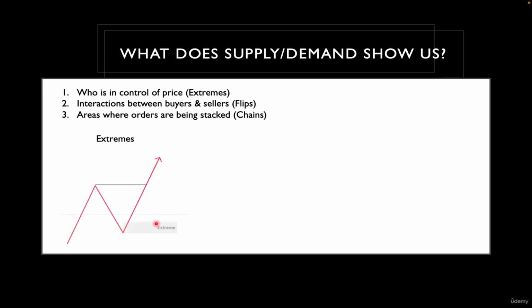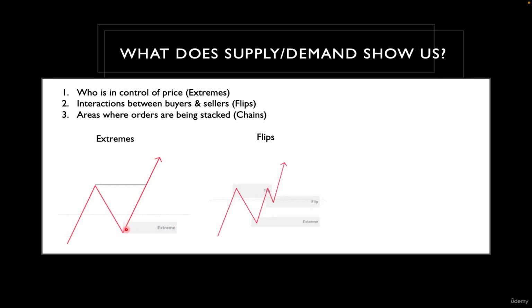The first example is an extreme. This is what's typically taught in the SMC community, where we have a retracement and then a break of structure. And then there's normally an order block that caused the break of structure, an extreme order block of this leg. And that's what we call the extreme.